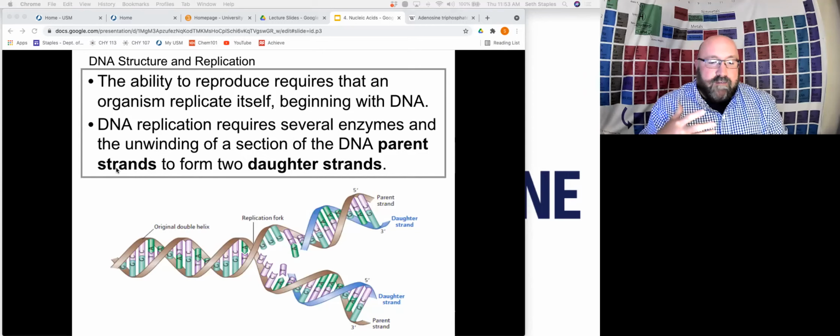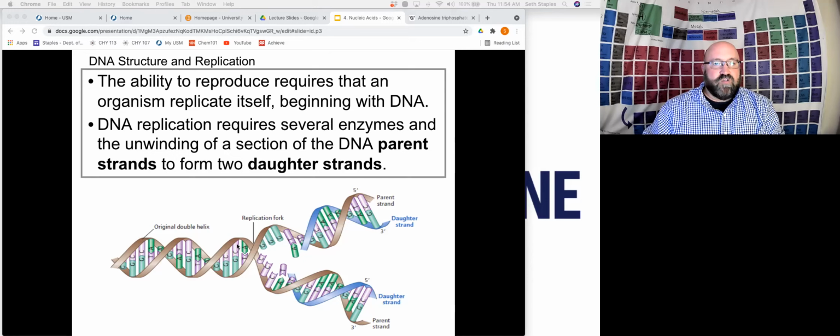The ability of organisms to reproduce in general requires that an organism is able to replicate. That begins with DNA. DNA replication requires several enzymes to assist, and it requires the unwinding of a section of a DNA parent strand to form two different daughter strands. And we can see that depicted here a little bit. And we're going to see some of this terminology in some different diagrams later on as well.